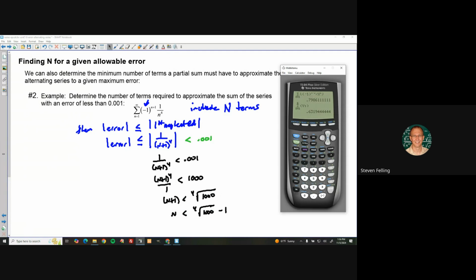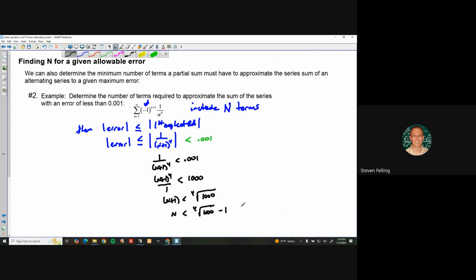If I just took 1,000, to do the 4th root, I'm just going to go up arrow to the 1/4 power. And then I'm going to subtract 1. And that is 4.62. So that is 4.623 terms. But since I can't include a partial term, I'm always going to round that up and say that I have to include 5 terms. If I include 5 terms in the series, then the error will be less than 0.001.